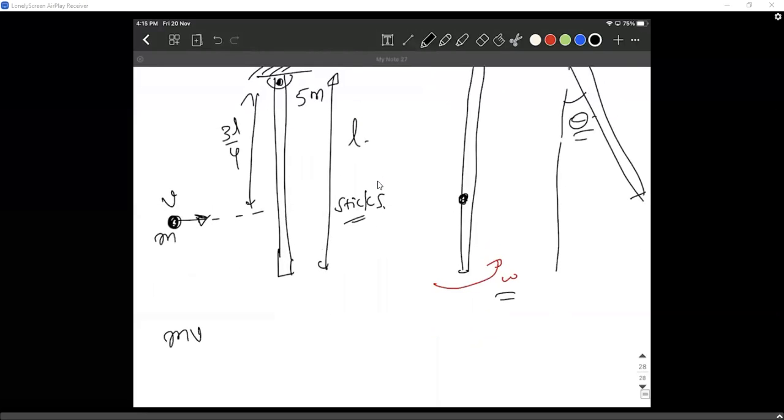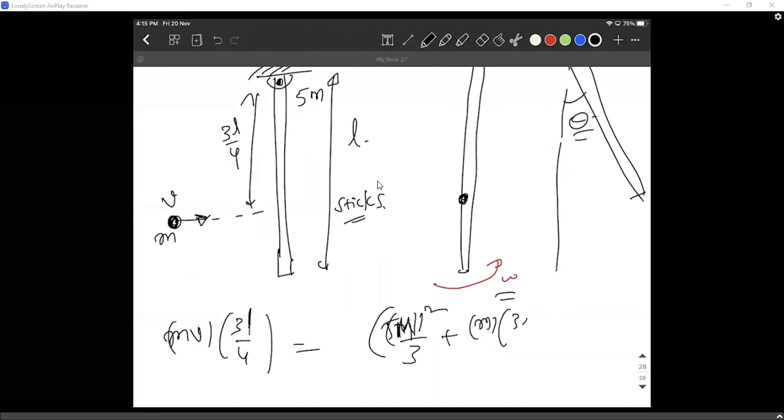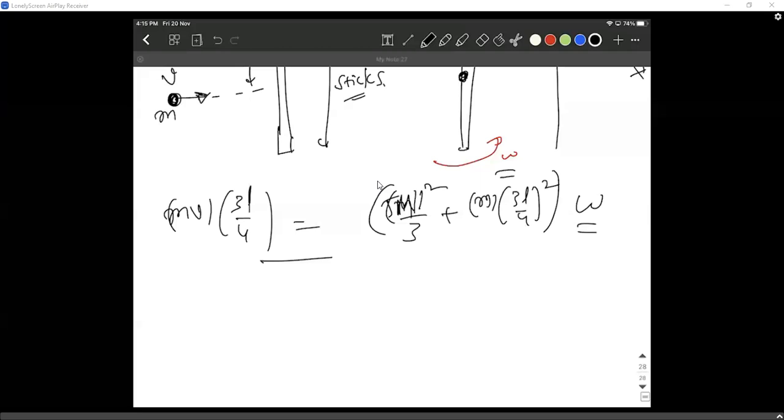So m into v into 3L by 4 initially equals, after that, 5mL square by 3, that is for the rod, plus m into 3L by 4 whole square into omega. Is this the equation that you got? People are getting different answers there. Harshavardhan says a different answer, and I don't know the answer, guys. But if you get this equation, you might have gone wrong in the calculation. So please check that.